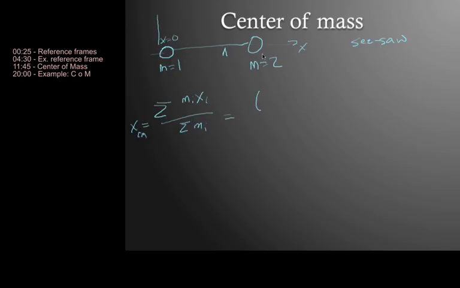So sum of each of our masses: this one is going to be mass 2 times the length of our baton, plus this mass, just 1 times 0, divided by the total sum of our masses. So we can't forget this guy. So 2 plus 1. And here we're going to end up with 2L over 3, or 2/3 L.